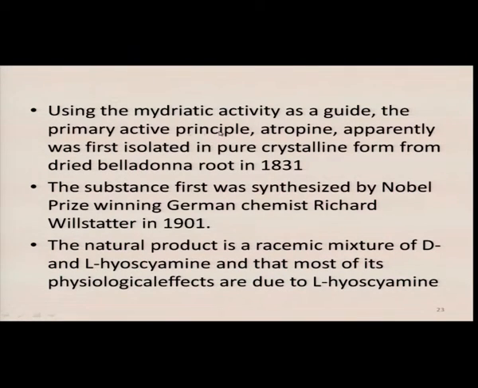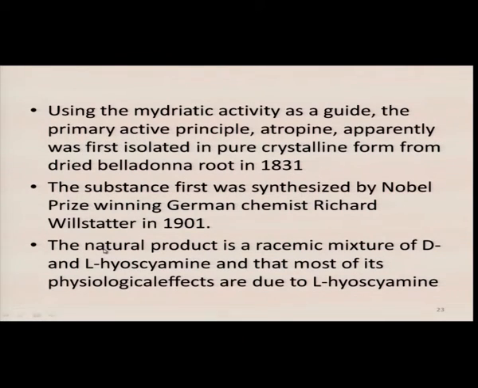Using mydriatic activity as a guide, the primary active principle, atropine, apparently was first isolated in a pure crystalline form from dried belladonna root in 1831. This substance was first synthesized by Nobel Prize winning German chemist Richard Willstätter in 1901. So the active principle, atropine, was crystallized in 1831, but the artificial synthesis happened in 1901 by the Nobel Prize winning German chemist.